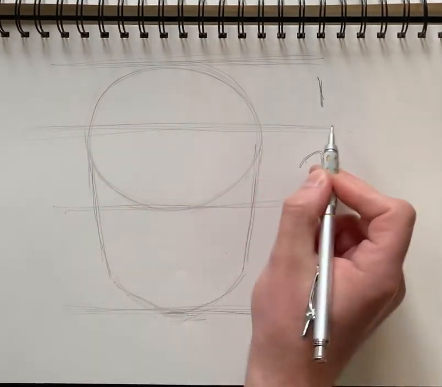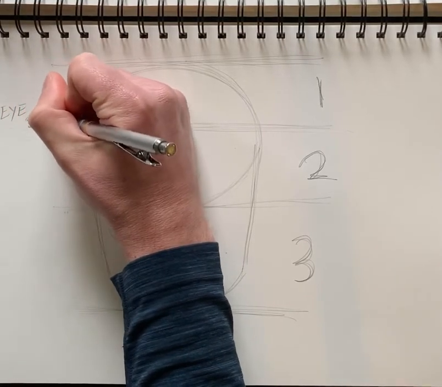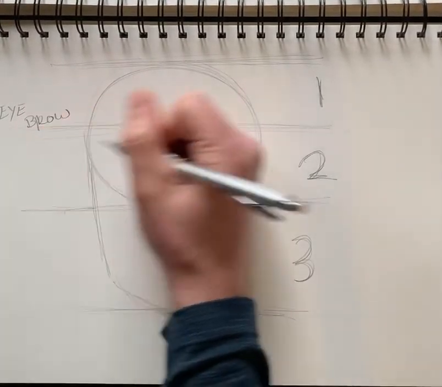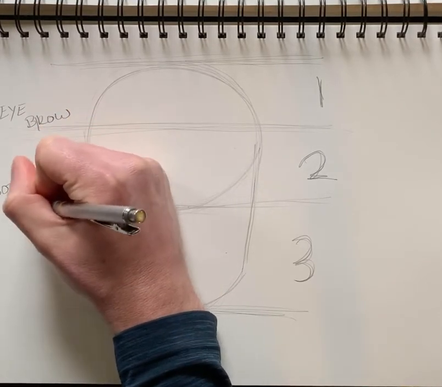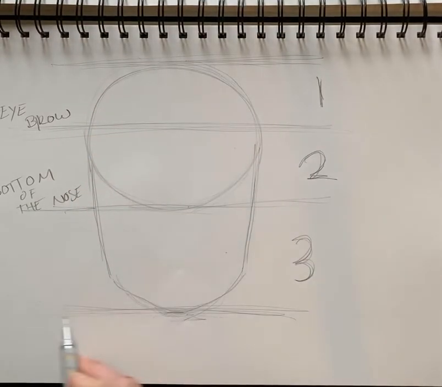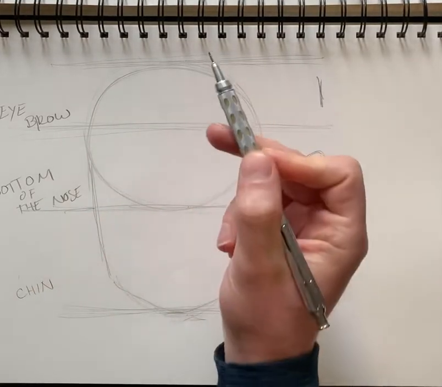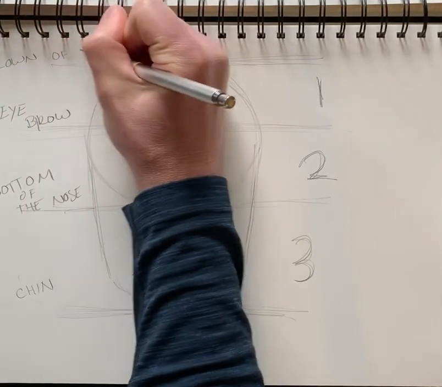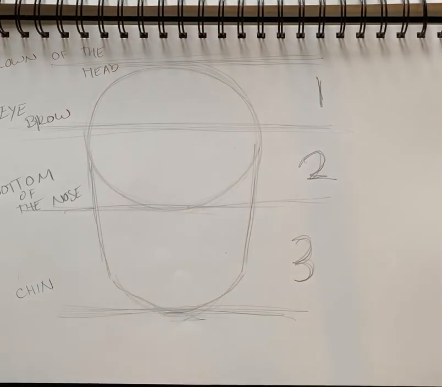So this line right here is representing the top of the eyebrow. This line is going to be representing, you guessed it, the bottom of the nose. You guys are doing great. And this line right here is the chin. And what was this line again? You're absolutely right. Crown of the head. Wow, you guys are just on fire today.